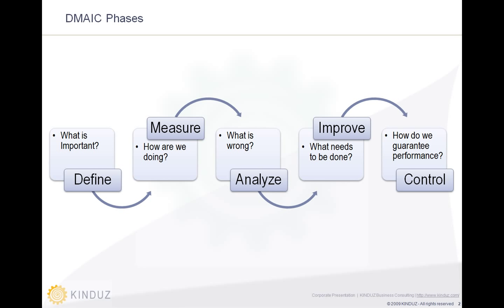In the improve phase we understand what needs to be done, what are the one or two most critical items that if we target, we're going to be the most successful in bringing about the improvement that is required. In the control phase we focus on how we sustain the improvement that has been brought in place, which means how we guarantee the performance.